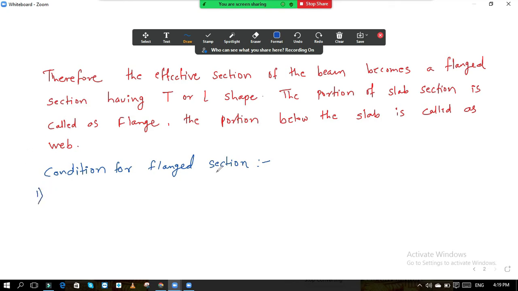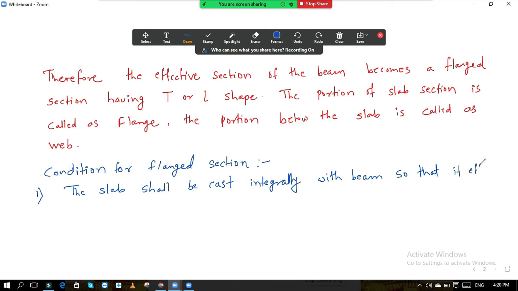So now what is the first condition for this T action or L action? The first condition is the slab shall be cast integrally with beam so that it is effectively bonded together.